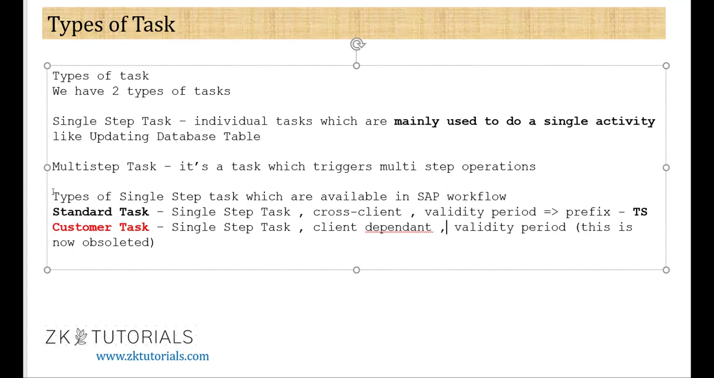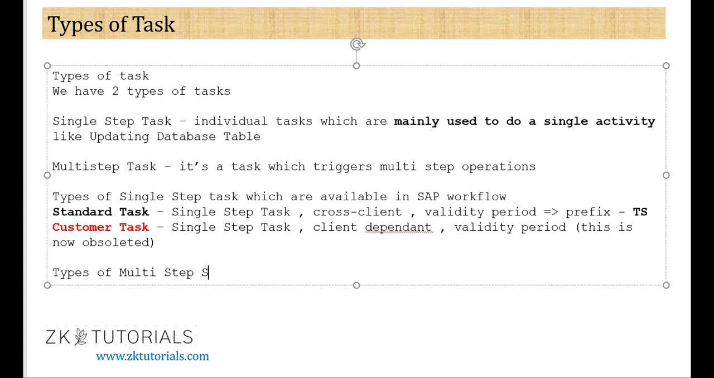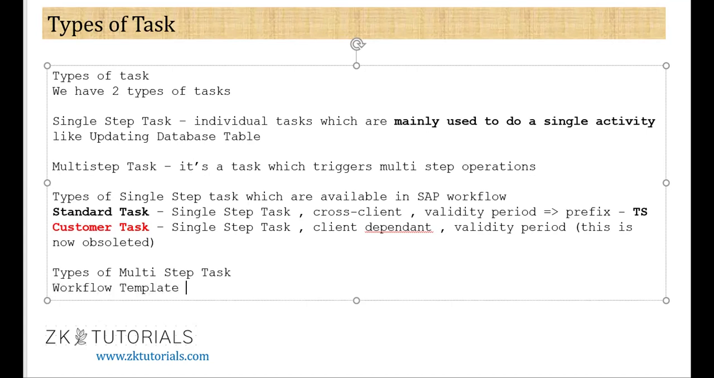Then coming to the multi-step task. Types of multi-step task. What are the multi-step tasks? There are two types of multi-step tasks in workflow. One is the workflow template itself, and one is called the workflow task. It's called workflow template.